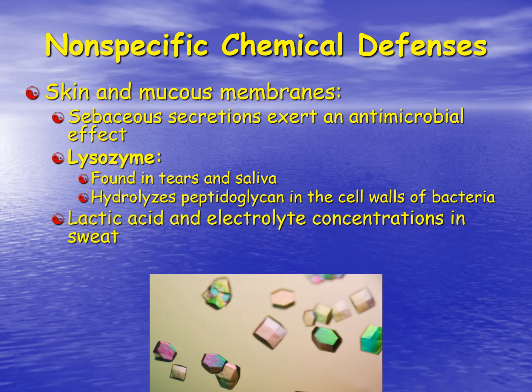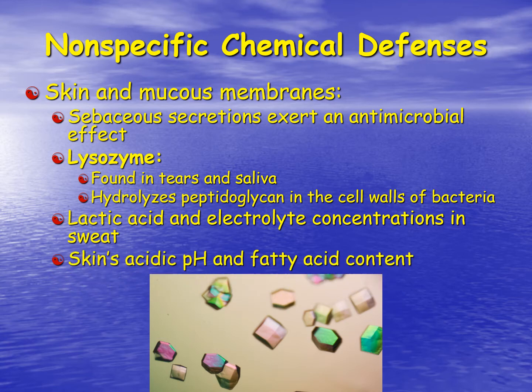Lactic acid and electrolyte concentrations in sweat, so the salt or the acidic conditions that can be found in various body secretions, are also going to be part of these nonspecific chemical defenses. The skin's pH is actually somewhere between about 3 to 5. So again, most of our pathogens are more neutrophilic, and so they don't want it to be any type of acid.